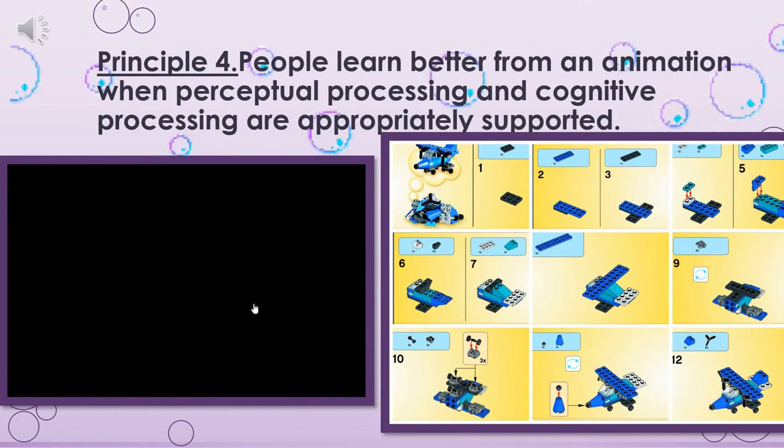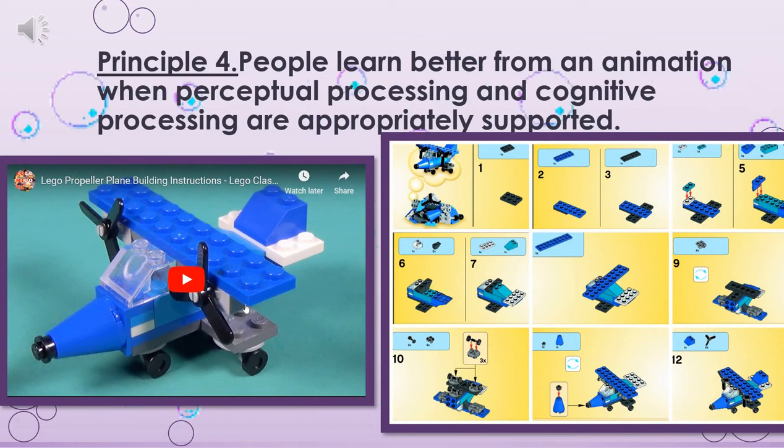Principle 4. People learn better from an animation when perceptual processing and cognitive processing are appropriately supported. Interactive learning using visual as well as support materials. In this example, a video as well as step-by-step visuals are used to support it.